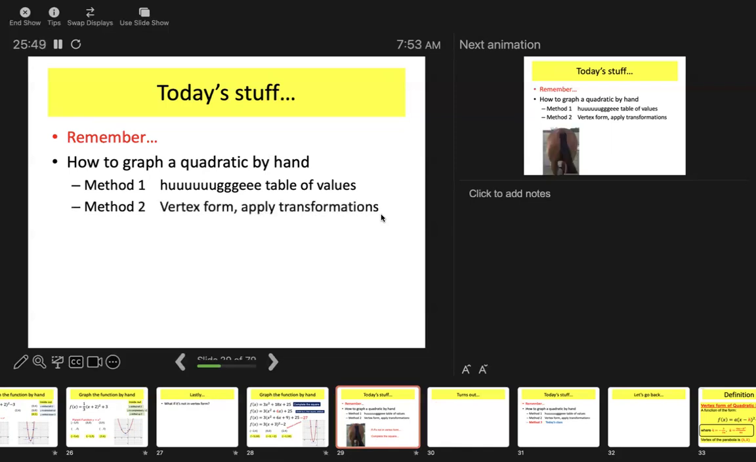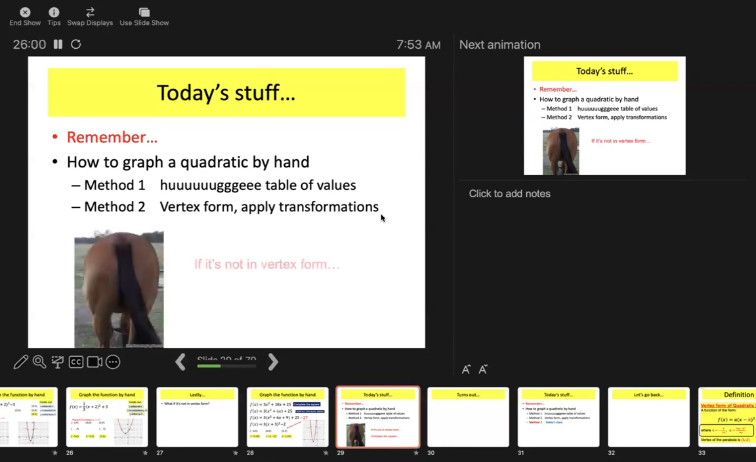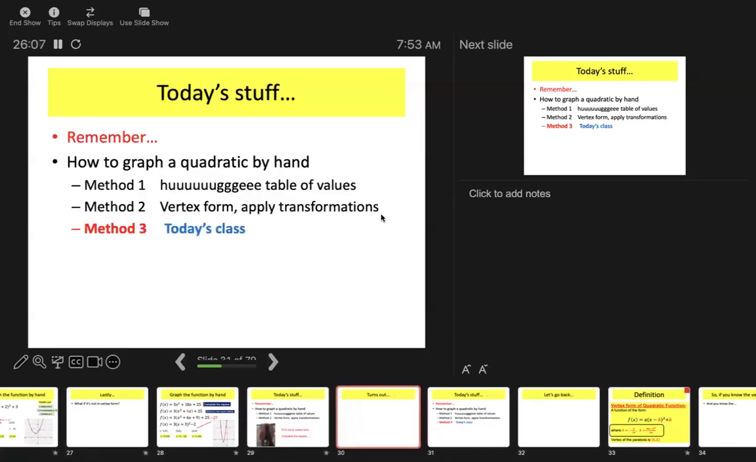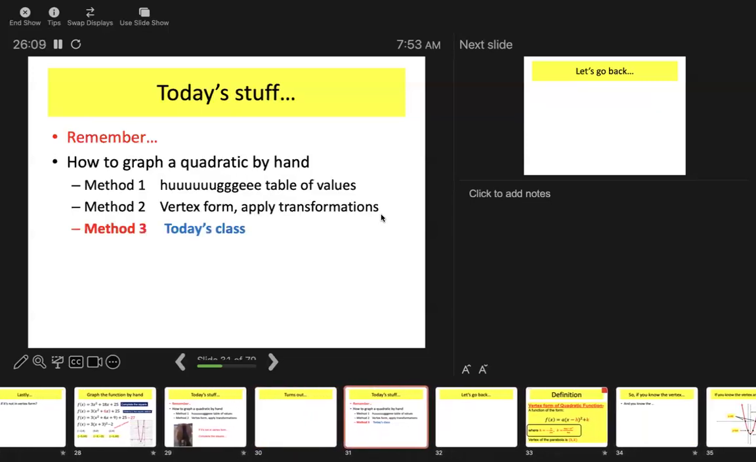The second method is what we just did right there. If it's in vertex form, we apply the transformation. Turns out there's a method 3, and that's what today's class is on. Oh, by the way, if it's not in vertex form, you can always complete the square and put it in vertex form.